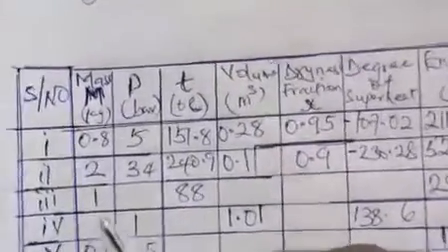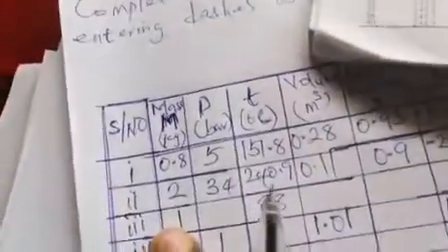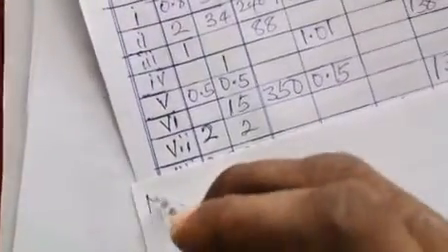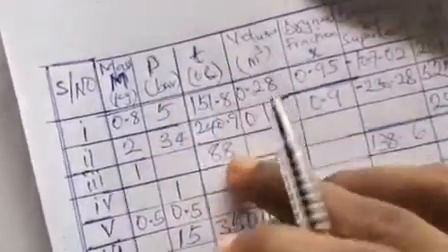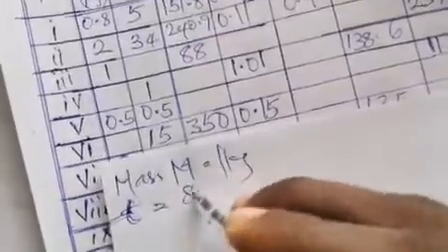Alright, so in the third row we're given mass. Let's look at what was given to us. Mass is given as 1 kg, so mass equals 1 kg. We weren't given pressure. Pressure is unknown. We were given saturation temperature of 88 degrees Celsius.